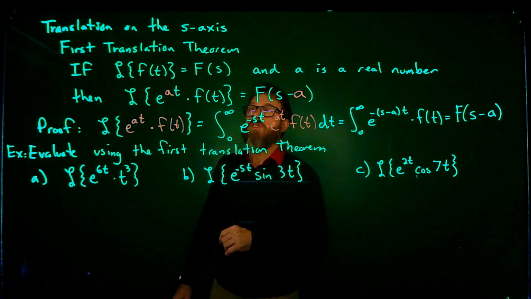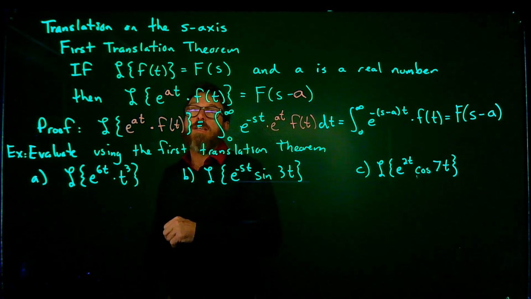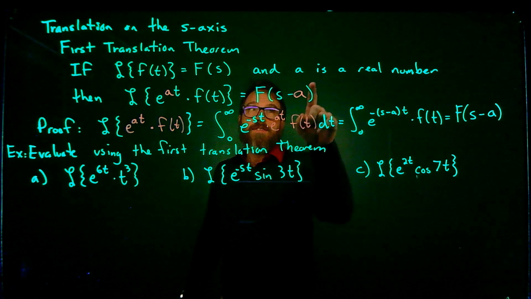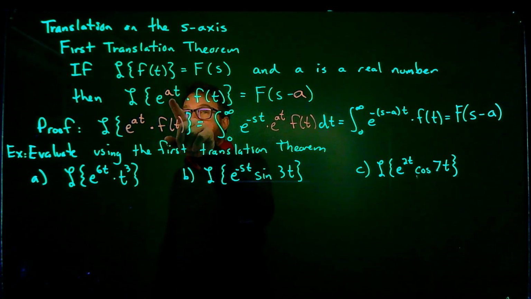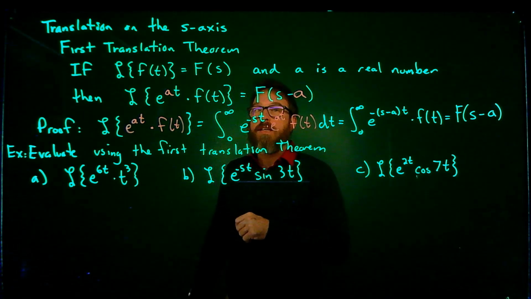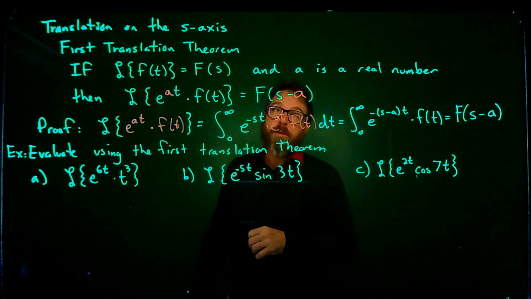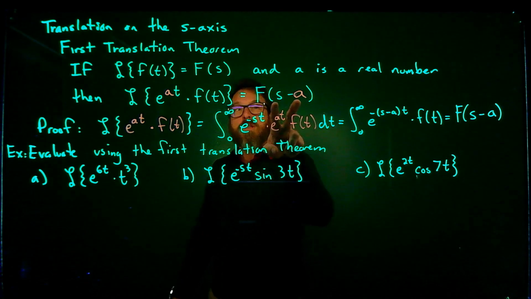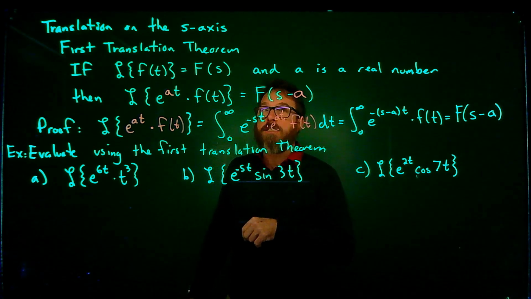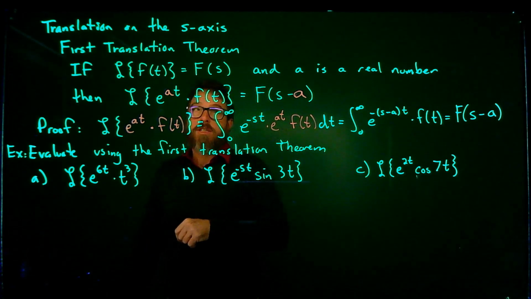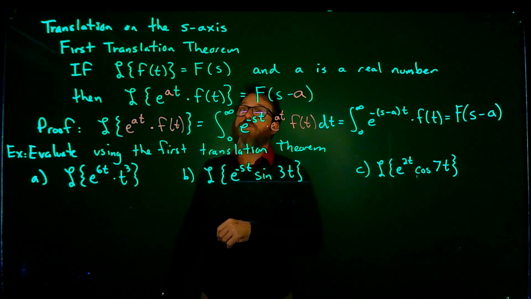So the first translation theorem says the Laplace of f of t is equal to F of s, and if a is any real number, then the Laplace of e to the at times f of t is going to be equal to capital F of s minus a, which we can see is nothing more than a shift of capital F of s to the right a units. So that's why they call it a translation theorem.